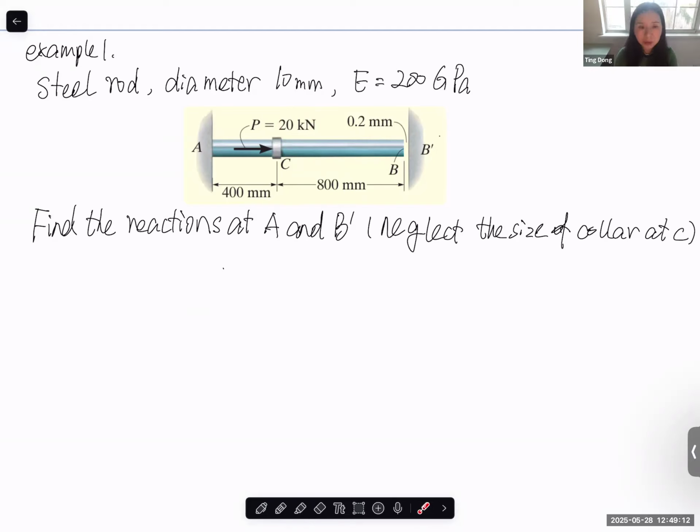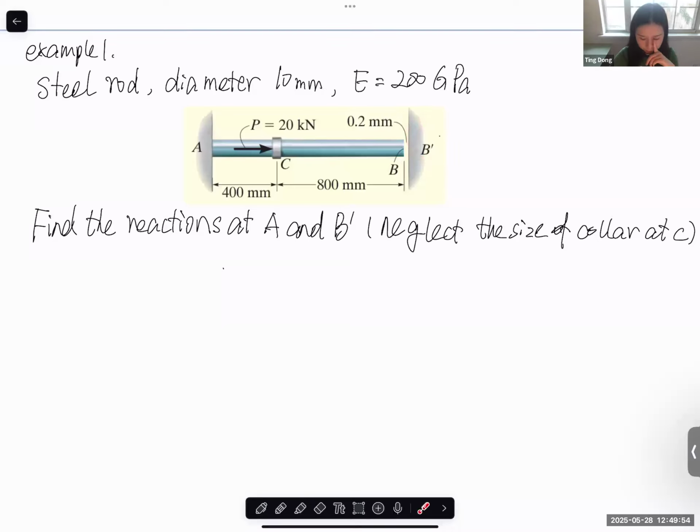Without calculation, when we look at this problem, there might be two possibilities. We know that when we apply force in this direction, there should be tension in the AC section. There should be elongation in the AC section caused by the tensile force. So we know that C will move in the positive x direction, to the right. B, same thing. There's no internal force in CB. Let's first ignore this one. We need to check if there's contact between B and B prime first.